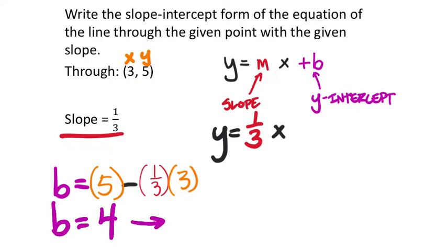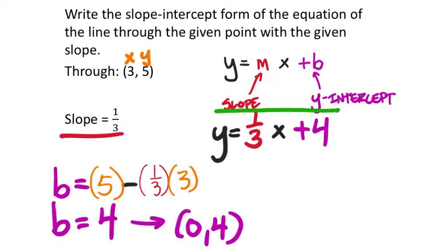Now, of course, as an ordered pair, that would have been 0, 4. But in the equation, that's the only value we need, the b value. So I now put it in as plus 4 right here. This is the equation of the line that goes through this point and has a slope of 1/3.